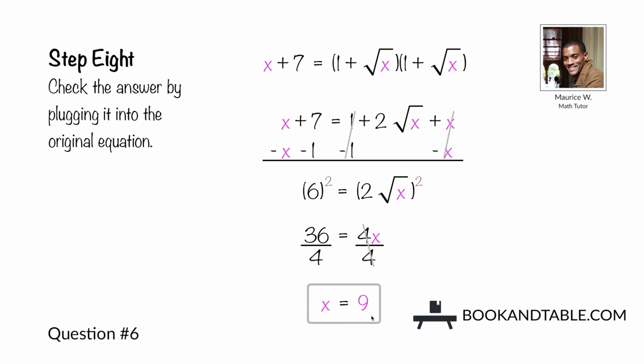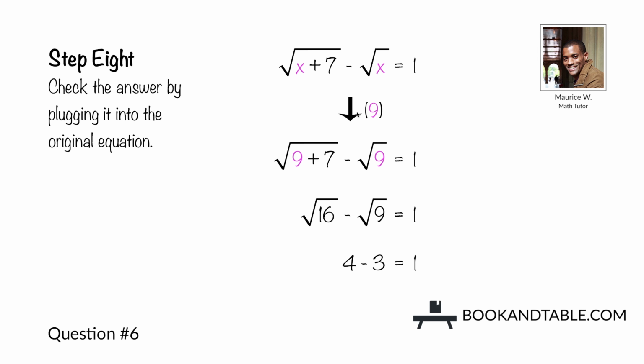Lastly, check the answer by plugging it into the original equation. So we plug in 9 in both places where you see x, giving us the square root of 9 plus 7, which is equal to 16. The square root of 16 is equal to 4, minus the square root of 9, which is equal to 3. 4 minus 3 is equal to 1. The left side equaling the right side proves that x does equal 9.